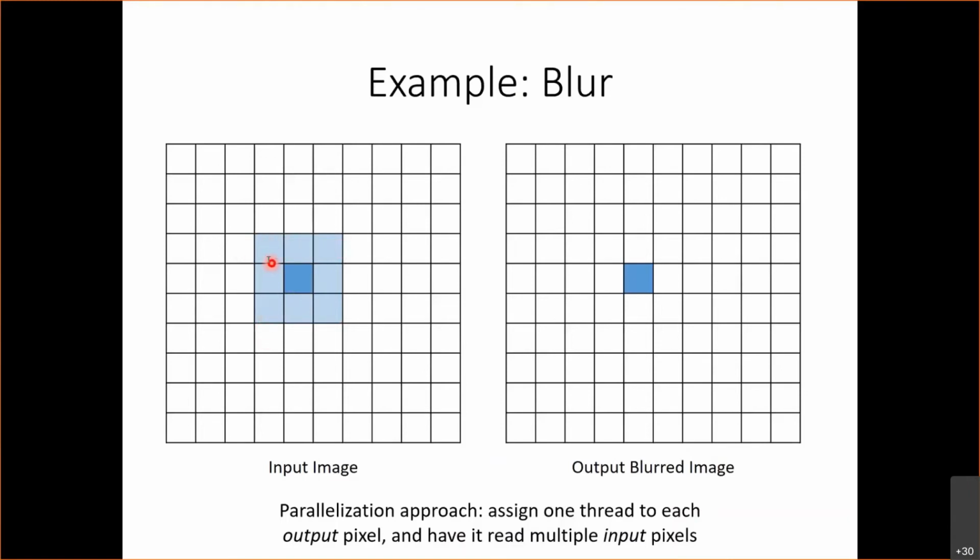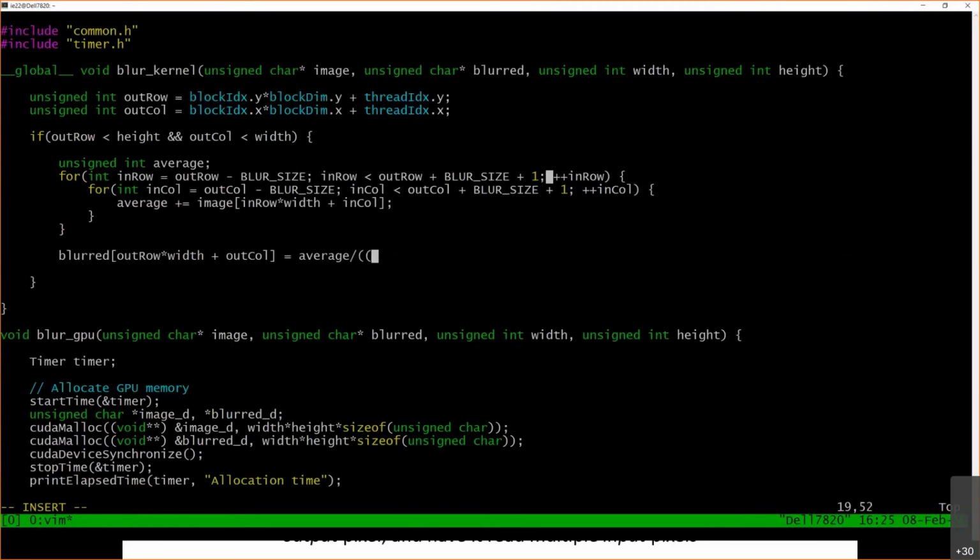So the average is going to be divided by 2 times blur size plus 1, times 2 times blur size plus 1. Okay, so in this case, blur size is 1, so 2 times 1 plus 1 is 3. So I have 3 times 3, and I'm going to divide this average by 3 times 3, which is 9. Okay, and then finally, I'm going to take this whole result and cast it back to a character so that I can store it in the final image.